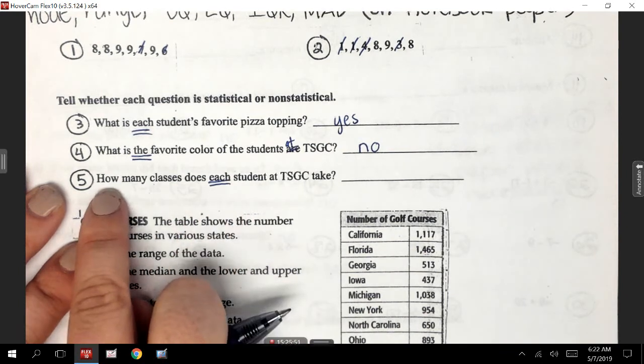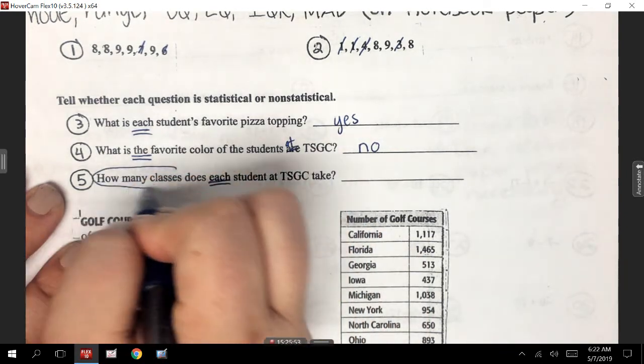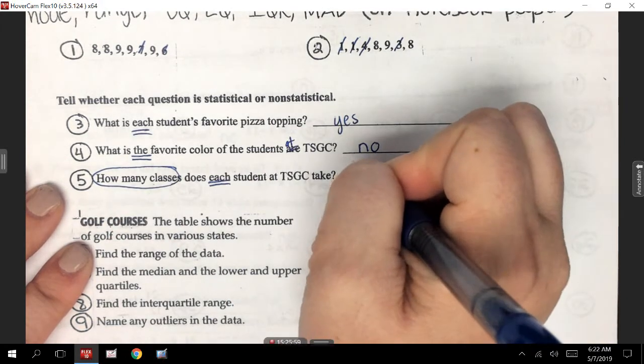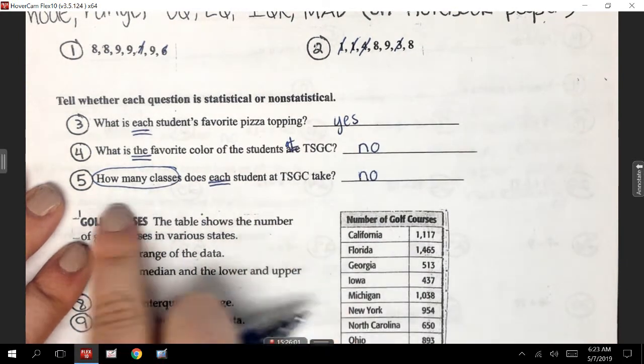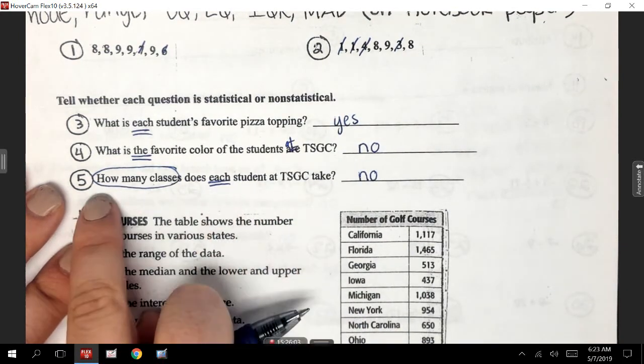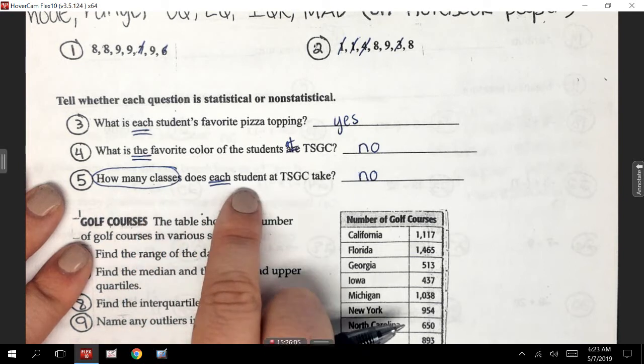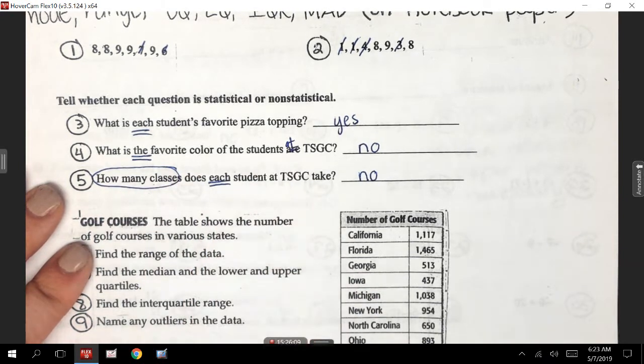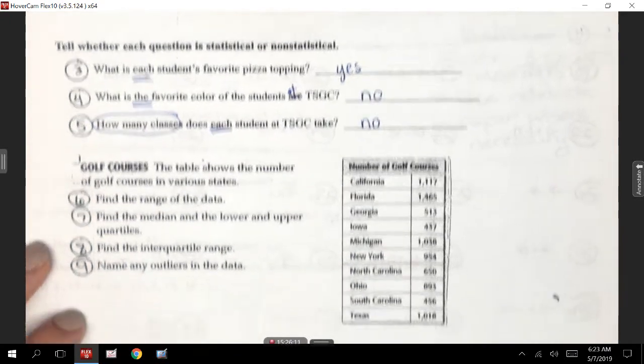This one is a little tricky because, guys, when it says how many classes, every single student here can only take 8 classes. So this one is going to be no. And I shouldn't have underlined each there. I was thinking each, yes. But we do have to be careful because how many classes does each student at TSGC take? All of y'all take the same amount of classes. Every one of y'all has 8 classes.